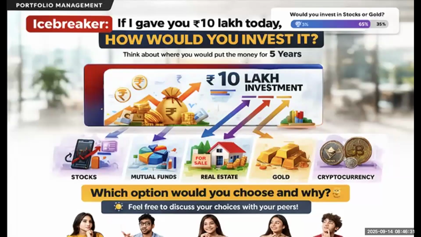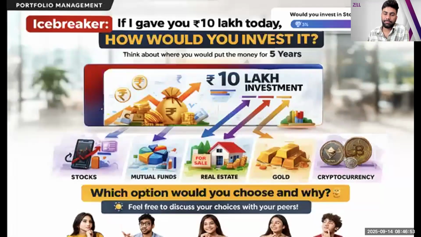Others? Gold, sir. Gold and mutual funds, because the price of gold is increasing day by day. Okay. Invest in stocks. You would invest in stocks.